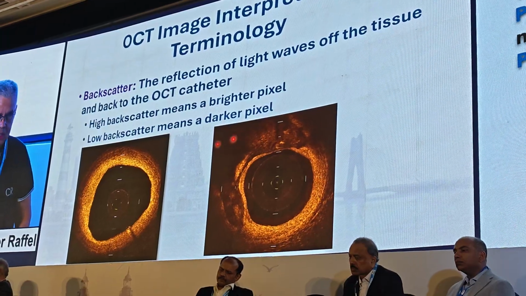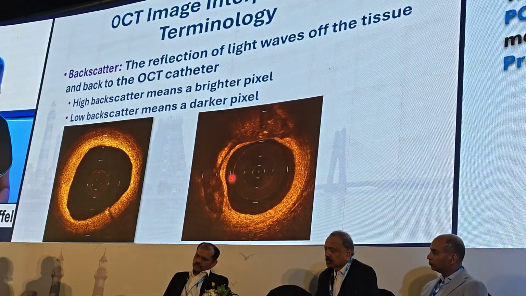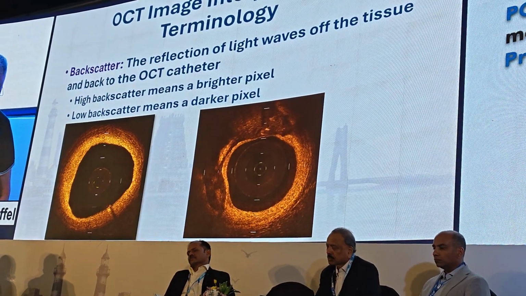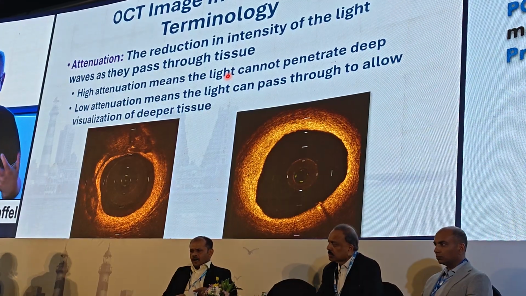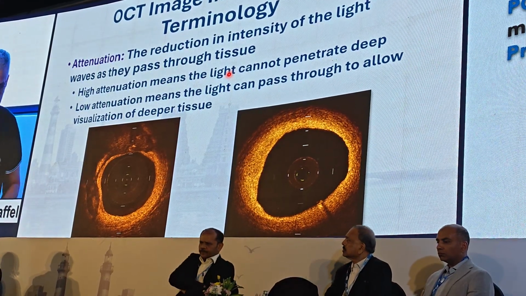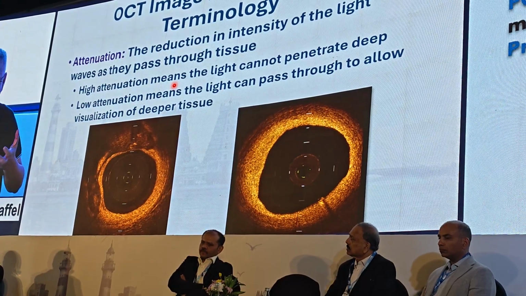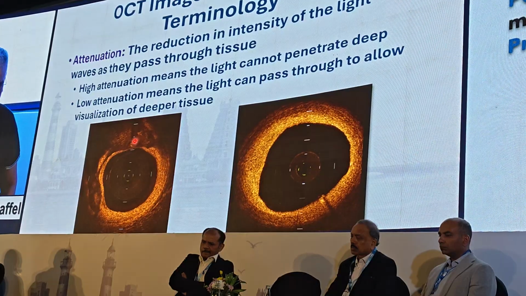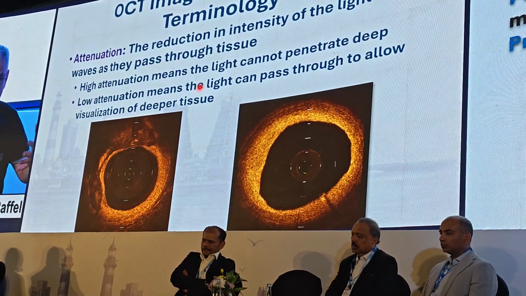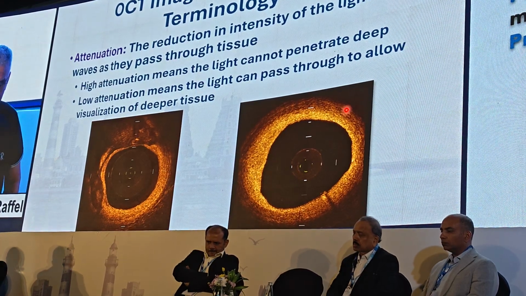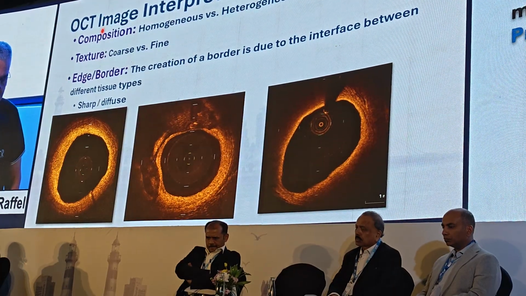Whereas if the tissue doesn't backscatter, it absorbs the light a bit more, that tissue becomes dark, like it is here. So that's backscatter. The next thing is attenuation. And that means the reduction in intensity of the light as it passes through that tissue. There are tissues with high attenuation, which means that the light doesn't pass deeply and it gets quite dark, like here. Or low attenuation means the light doesn't get attenuated, it passes through and you can see deeper and it's bright throughout.